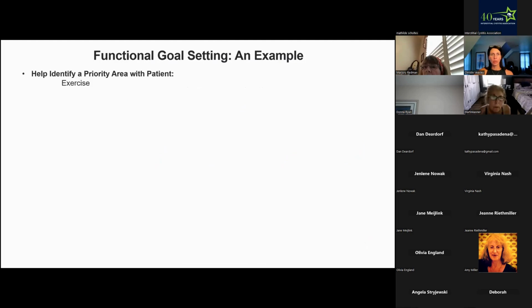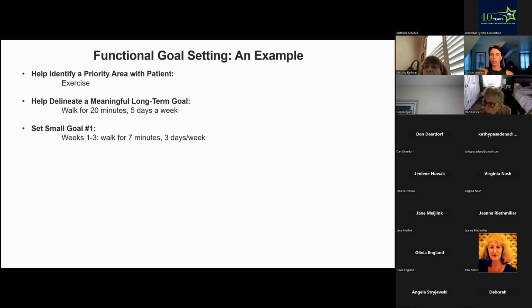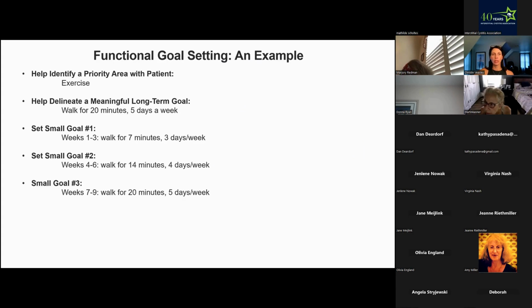So here's just one example around, as I just mentioned, exercise. Let's say a meaningful long-term goal to that person would be to be able to walk for 20 minutes, 5 days a week. You're obviously on day one, if you haven't been exercising or walking in a long time, not going to start with walking 20 minutes on day one and doing it 5 days a week. So the first small goal may be for weeks 1 to 3 to walk 7 minutes, 3 days a week. And then maybe you'll progress up into weeks 4 to 6 to walk 14 minutes, 4 days a week. And then eventually goal 3 for weeks 7 to 9 to walk 20 minutes, 5 days a week.